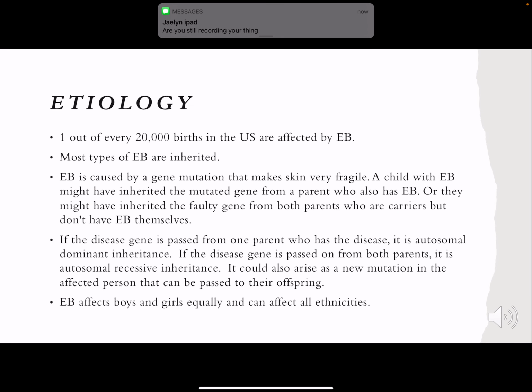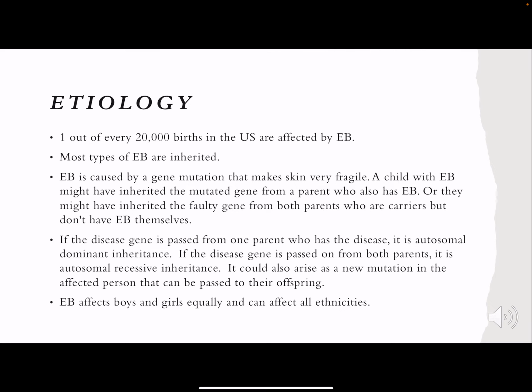Etiology. 1 out of every 20,000 births in the U.S. are affected by EB. Most types of EB are inherited. It is caused by a gene mutation that makes the skin very fragile. A child with EB may have inherited the mutated gene from a parent who also has EB, or they might have inherited the faulty gene from both parents who are carriers but don't have EB themselves.